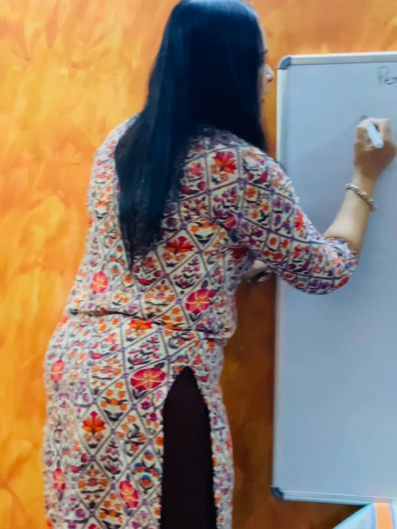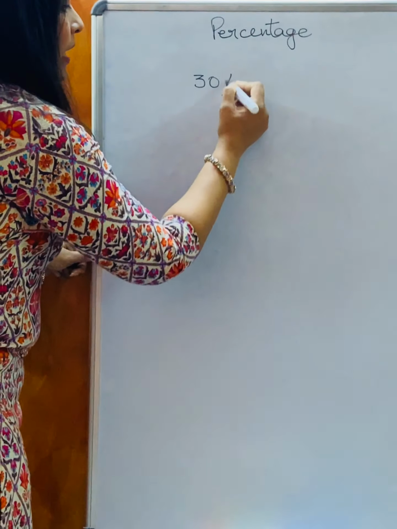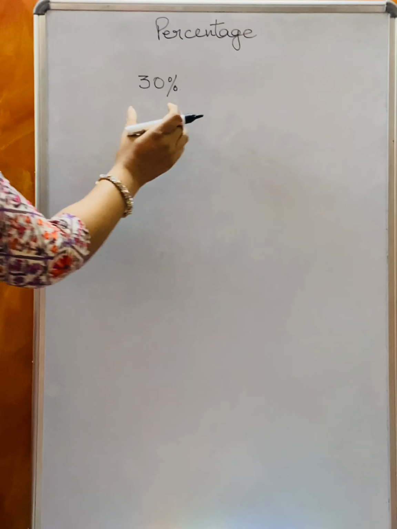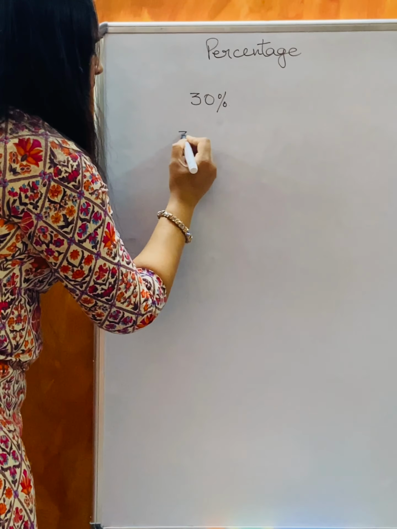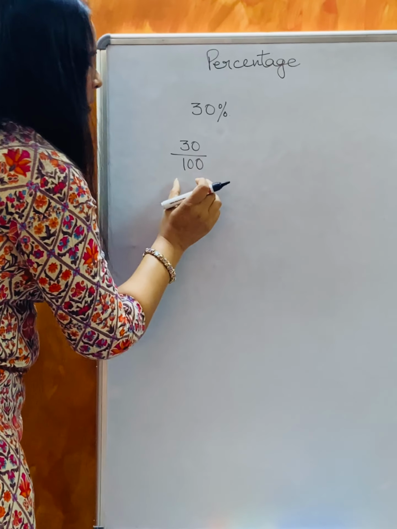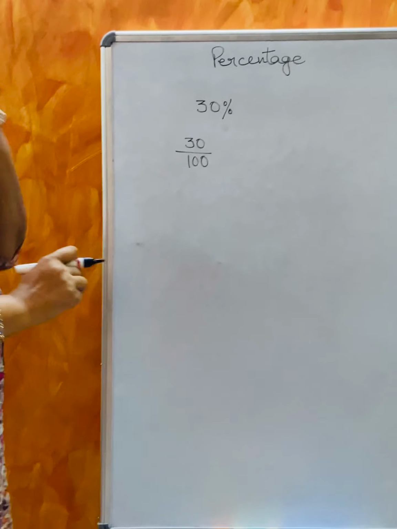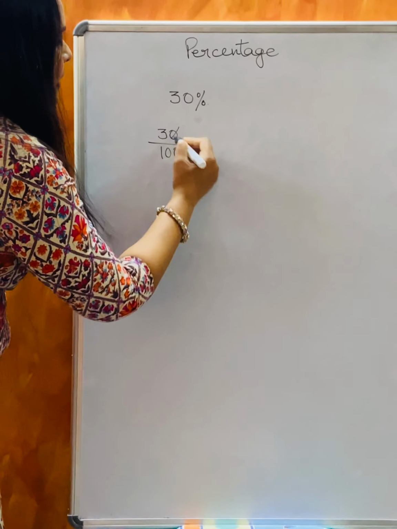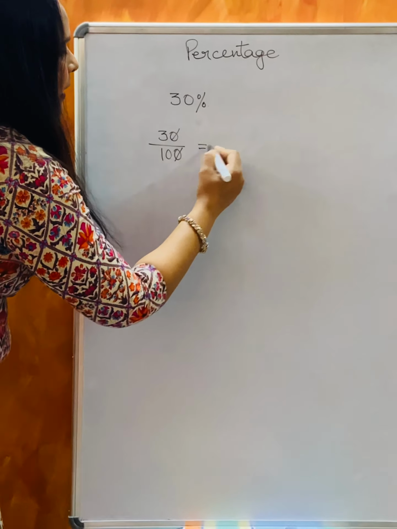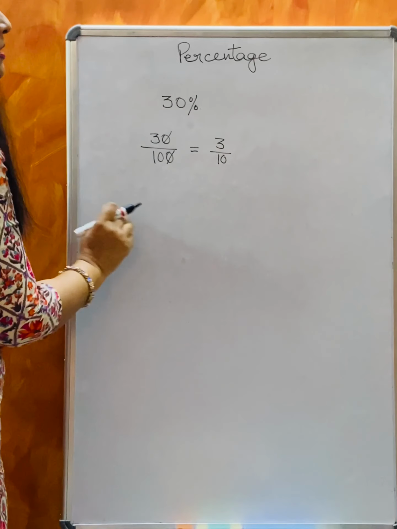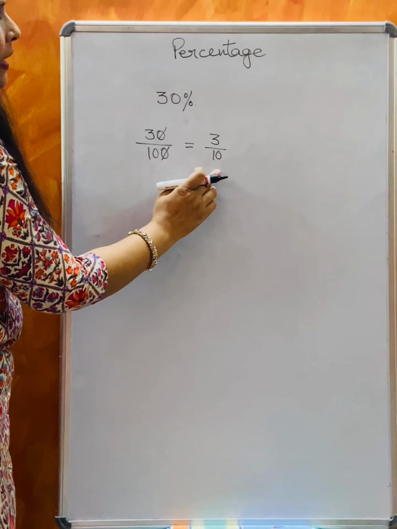Let me explain it with one more example, that is 30%. Now this 30% we have to convert into a fraction and then into a decimal. How will we convert it? Simply write 30 with the denominator 100. In my previous videos I have told you that this is a decimal fraction. Here we can simplify it by cancelling out the 0, and we get 3 by 10. The simplification of 30% into a fraction is 3 by 10.